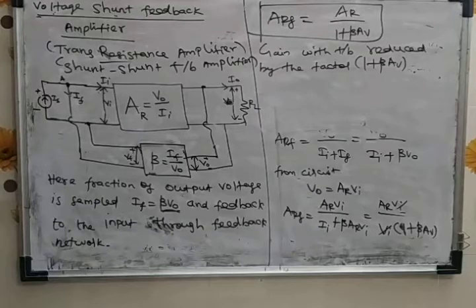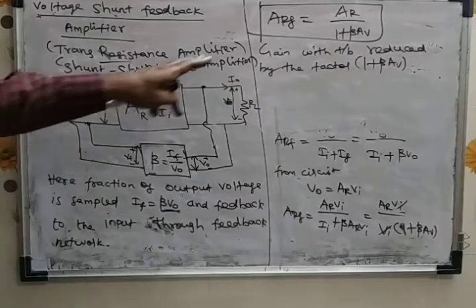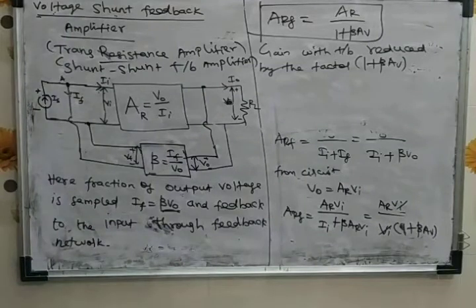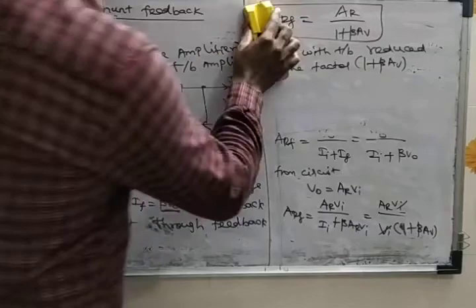We derived the gain with feedback. So the gain with feedback is reduced by the factor 1 plus beta AV. In this class we are going to see input impedance with feedback and output impedance with feedback.